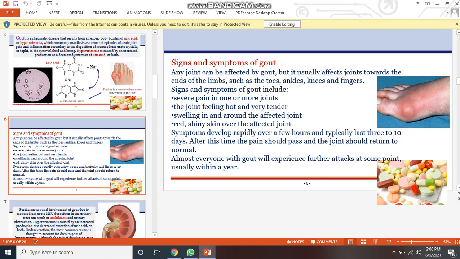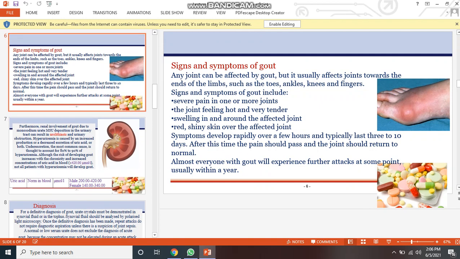The joint feels hot or very tender, with swelling in and around the affected joint and red shiny skin over it. Symptoms develop rapidly over a few hours and typically last 3 to 10 days. After this time, the pain should pass and the joint should return to normal. Almost everyone with gout will experience further attacks in the same joint, usually within a year. It is a severe condition.